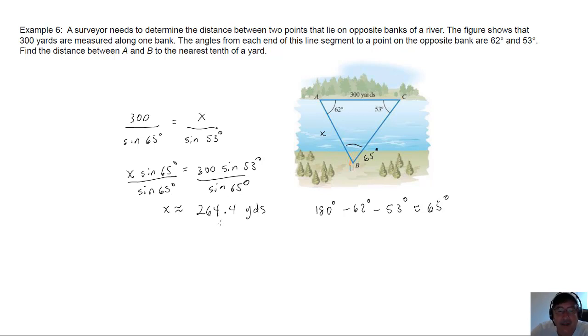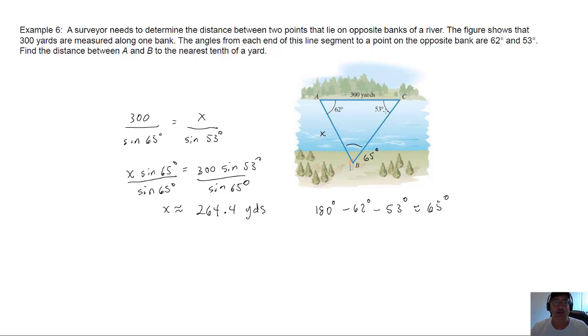All right, so I ended up with 264.4 yards here, and noticing the 300 was probably going to be the longest side matching up with the largest angle, so I think that answer makes pretty good sense here. And we could also figure out this other side, BC, if we were so inclined.